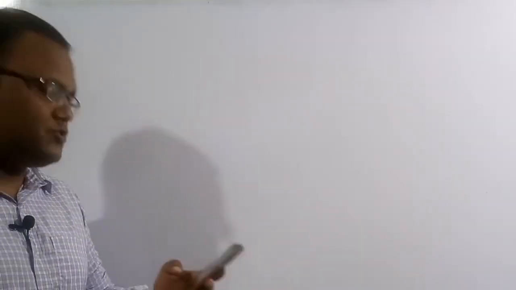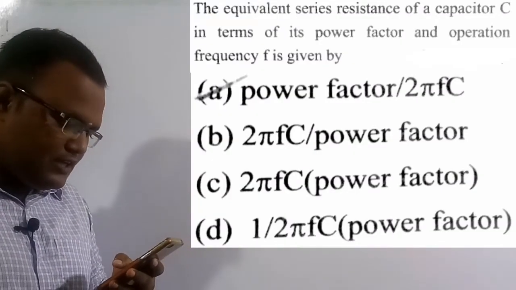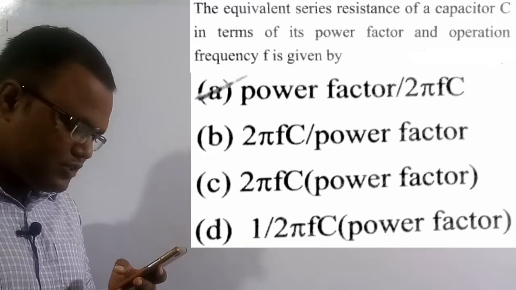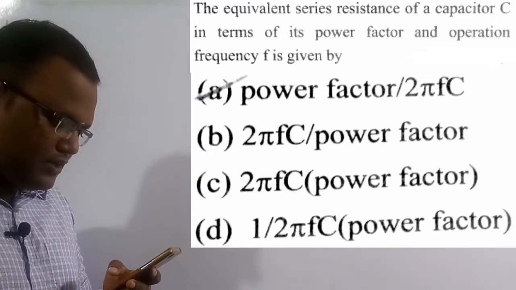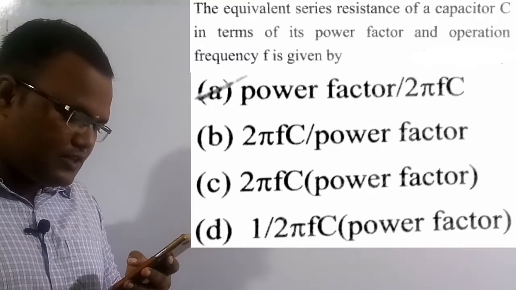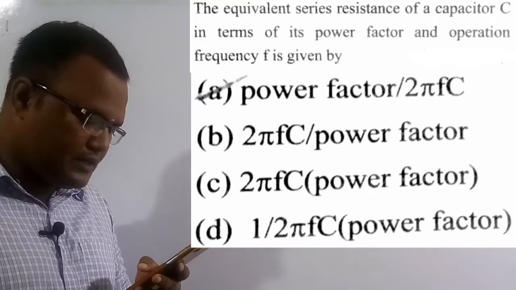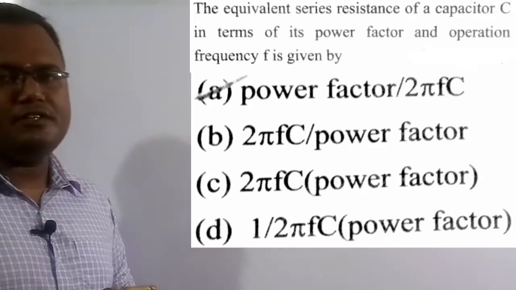So let's get started. Now we are going to solve the first question. See the question here. The equivalent series resistance of a capacitor C in terms of its power factor and the operation frequency is given by. So here we have to find the equivalent series resistance of a capacitor C in terms of its power factor and the operation frequency.